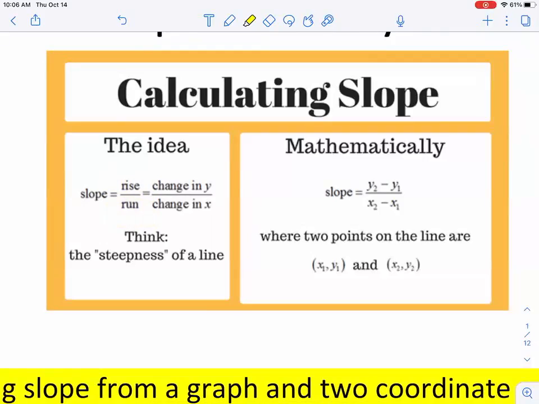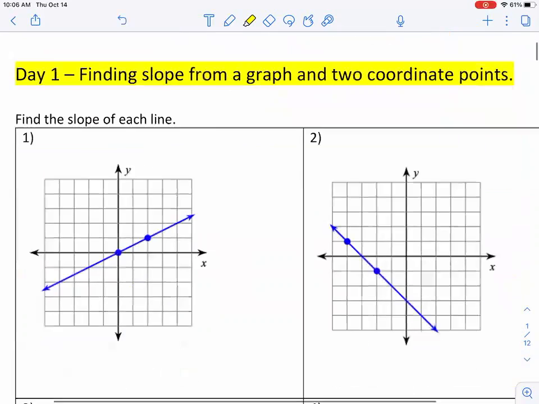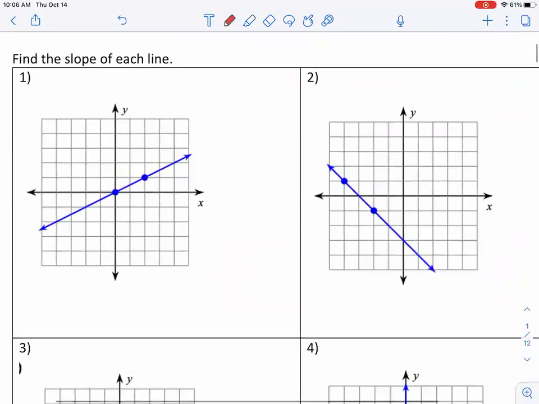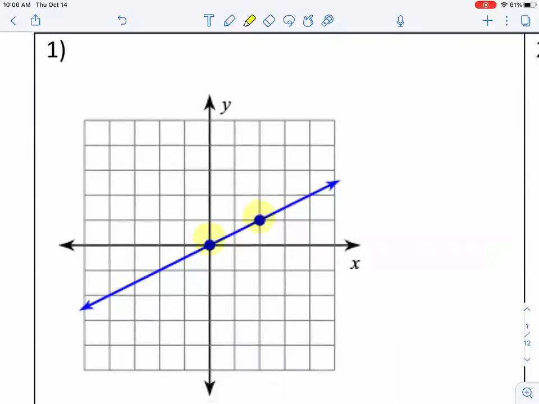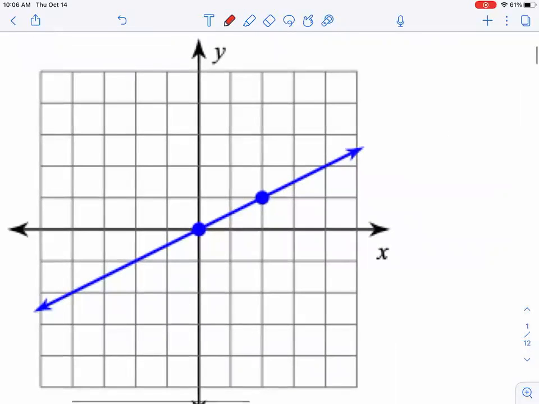So let's look at these lines graphically and try to figure out the slope of them from rise over run. Pick any 2 points. Now there's two that are highlighted here, this one and this one. I would suggest you always go from left to right. So going from left to right, I am rising up 1 and running over 1, 2.